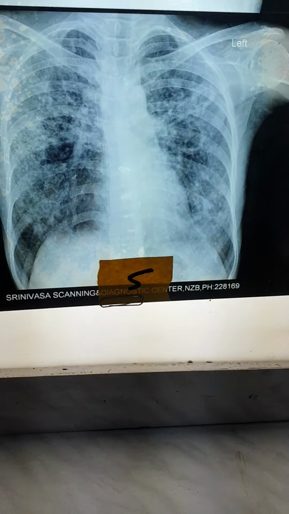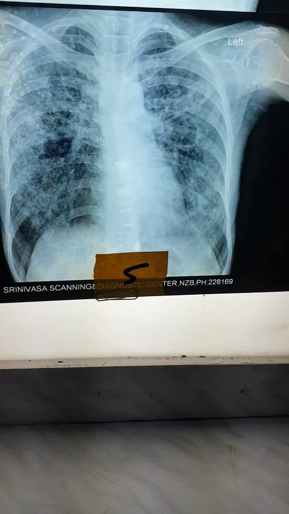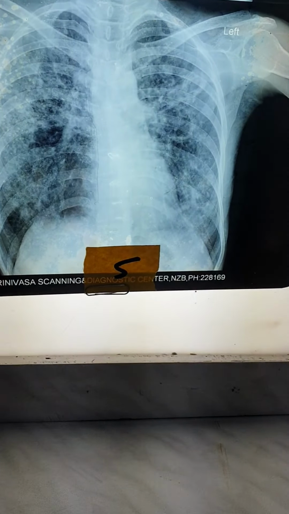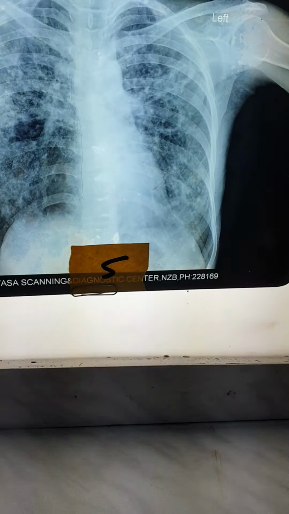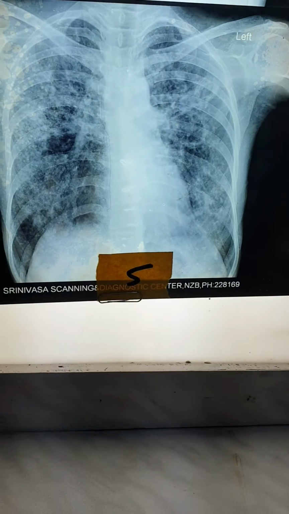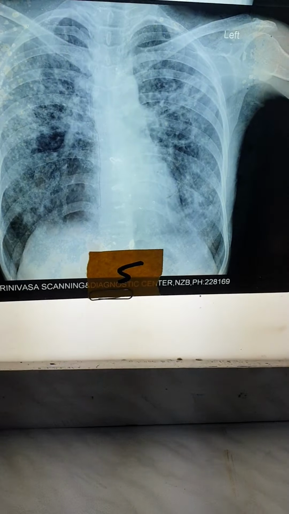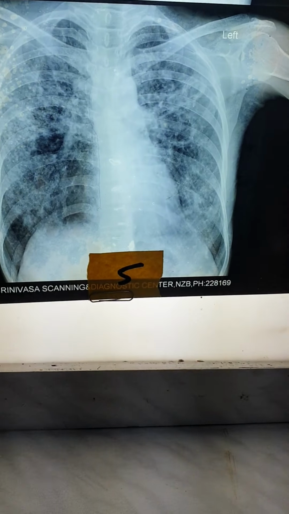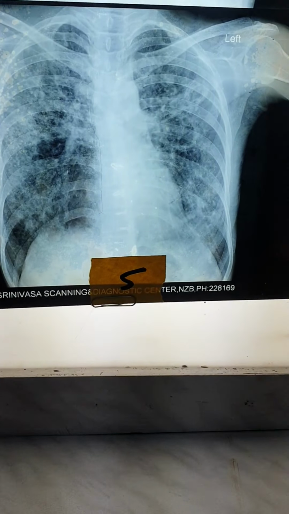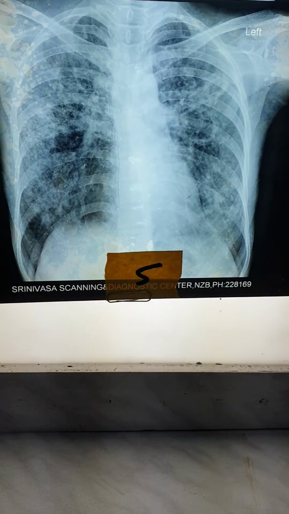This is the radiological finding. Once again, this suggests bilateral involvement, both lobes are involved. Most likely, this case could be pulmonary tuberculosis once again. So these are small things I thought you should know. In the viva also we will be asking all this.